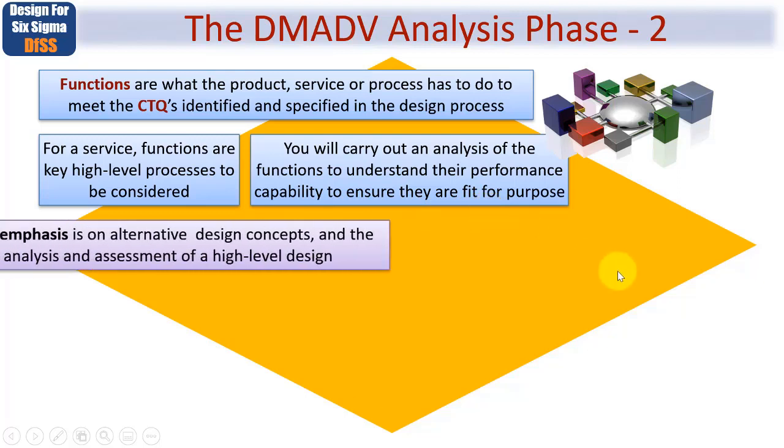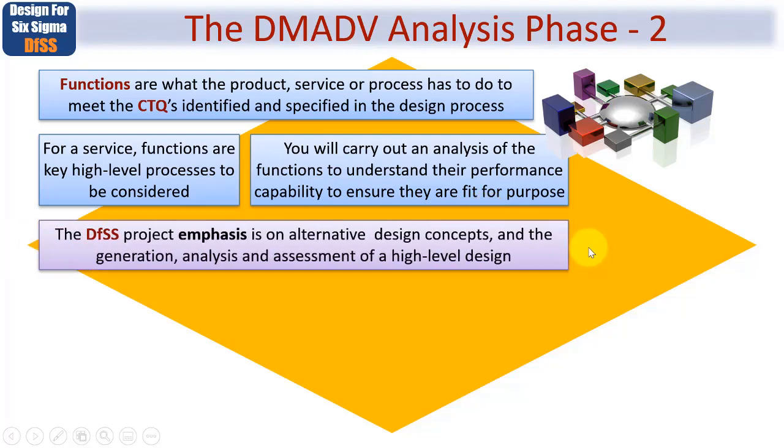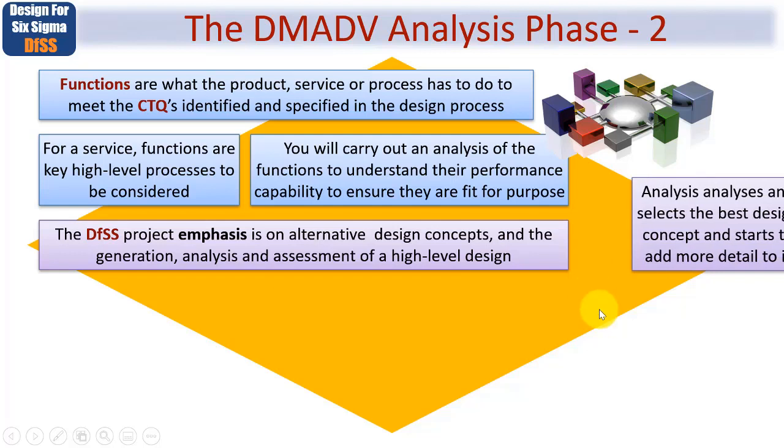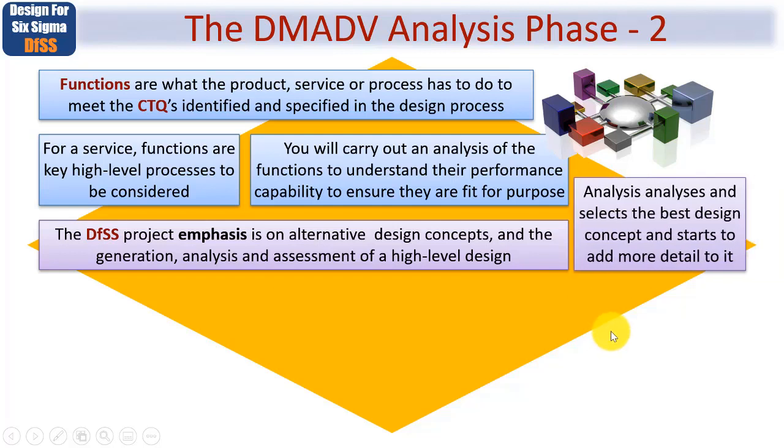So the Design for Six Sigma project emphasis is on alternative design concepts and how the generation, analysis and assessment of a high-level design can be carried out. The analysis phase analyzes, as you might expect, and then goes on to select the best design concept and starts to then add more detail to it.